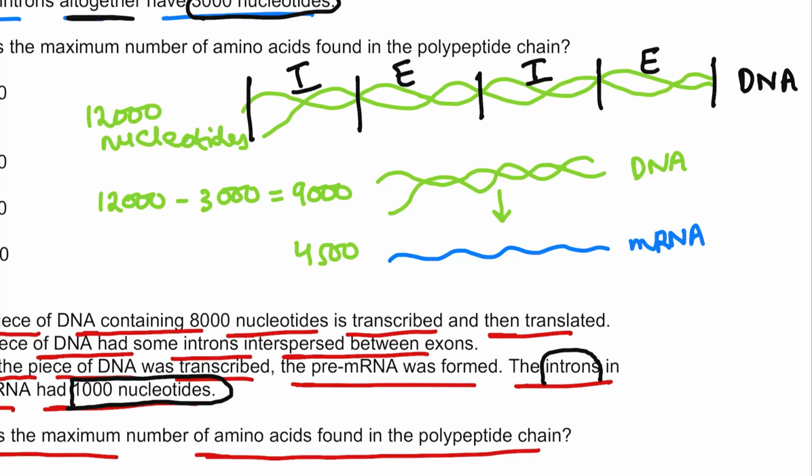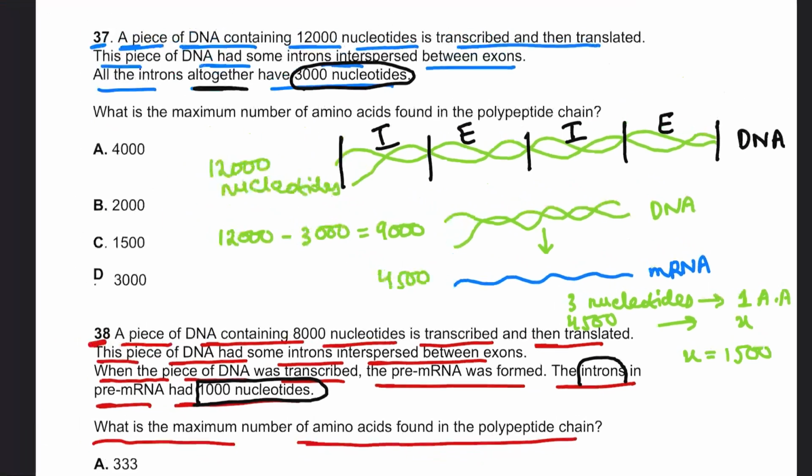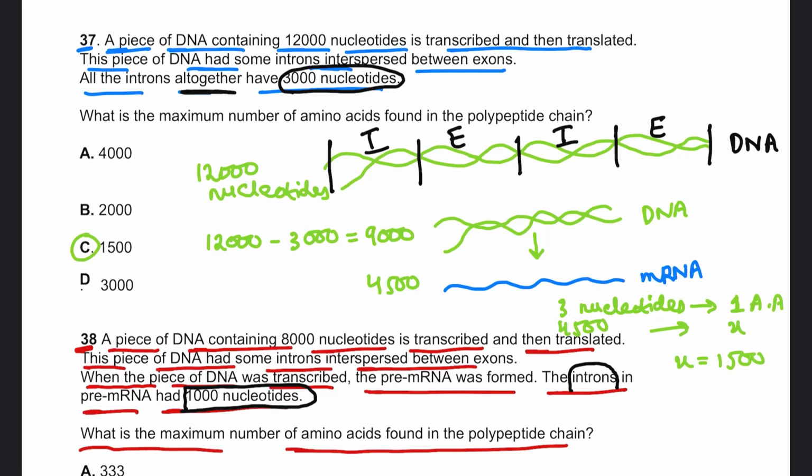So when the protein is formed by translation, as we all know, 3 nucleotides code for one amino acid. So 4500 nucleotides will code for how many amino acids? The answer is 1500. So there will be 1500 amino acids in this polypeptide. So this is the method we can apply.